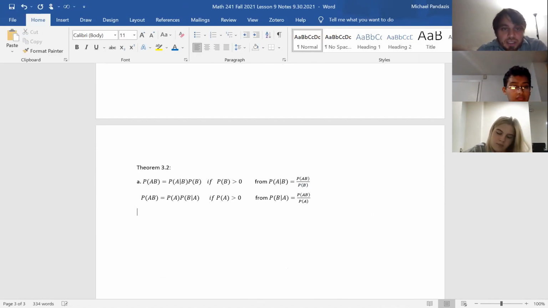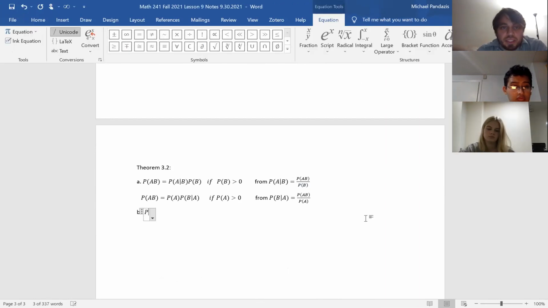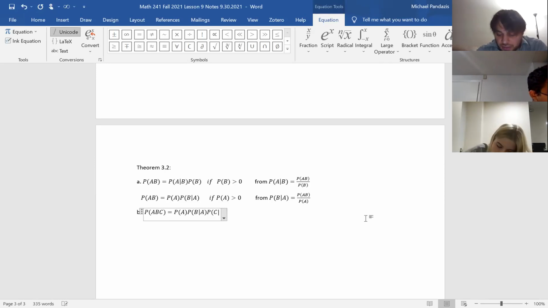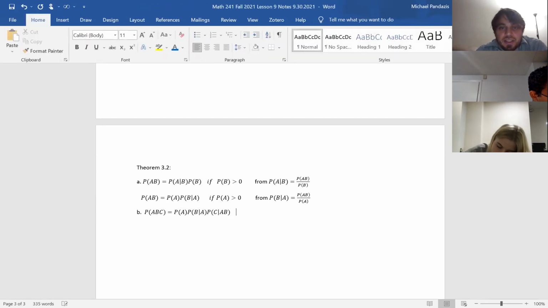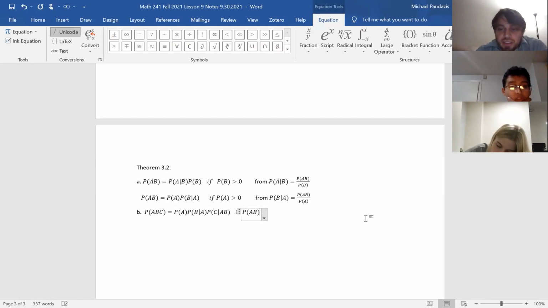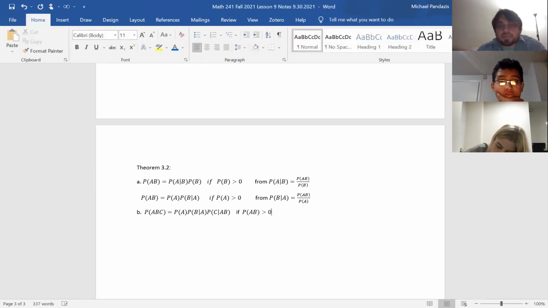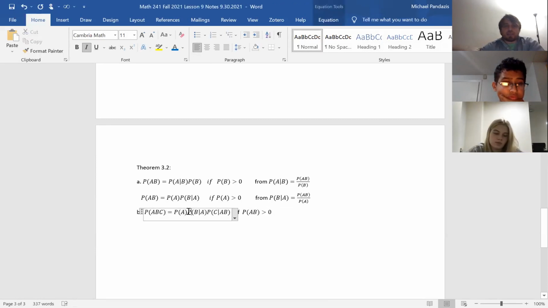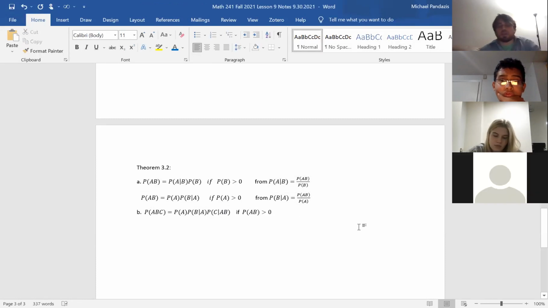Okay, so part B of this theorem says that the probability of ABC is equal to P of A times P of B given A times P of C given AB. And this is if the probability of AB is positive. So the probability of ABC is equal to the probability of A times the probability of B given A times the probability of C given AB, if P of AB is positive.